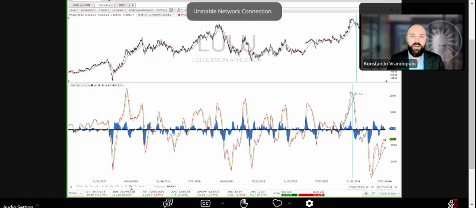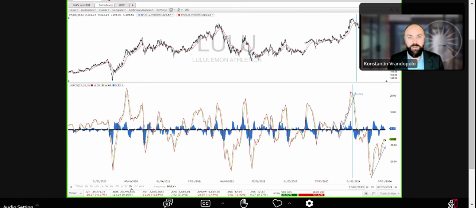MACD is not a bounded oscillator. It oscillates around the zero level, as we can see here. It oscillates just fine, but it's not bounded. So it's very difficult to say, well, MACD at 20 is overbought. Overbought relative to what? Has it been there before?